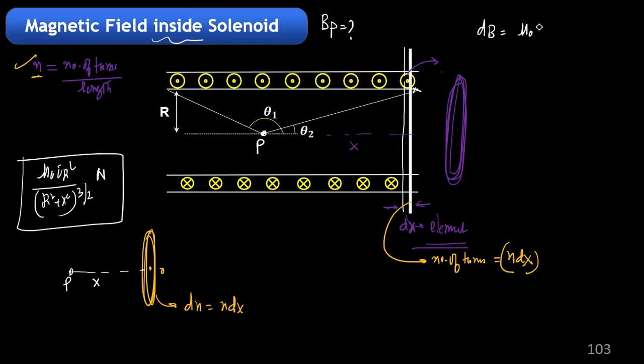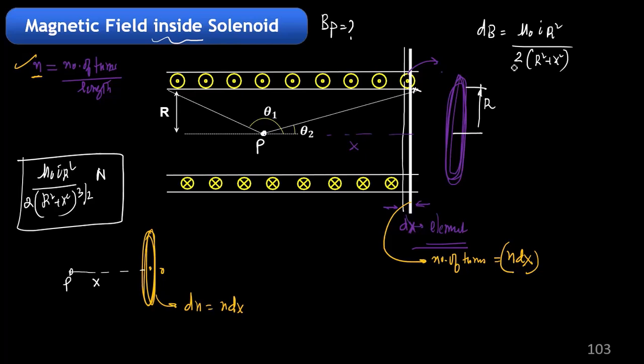So mu naught into I into capital R square. Capital R is this number, the radius. Capital R square divided by 2 times, R square plus x square whole to the power 3 by 2.